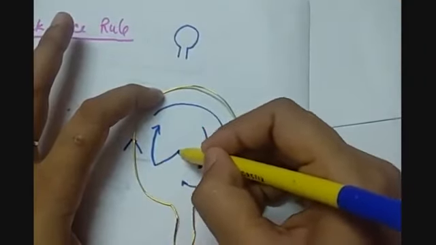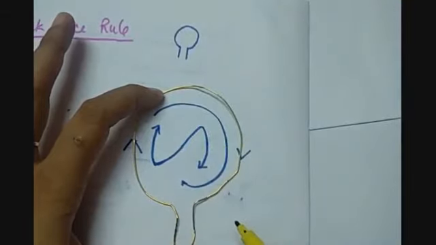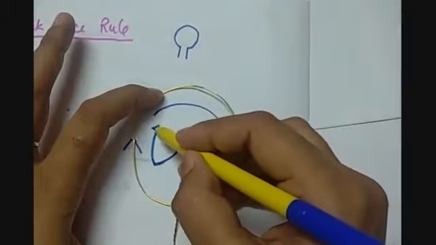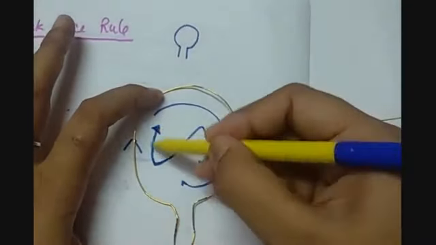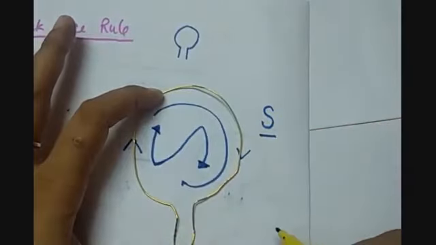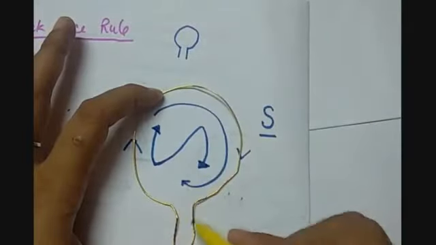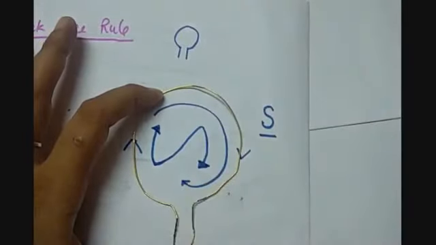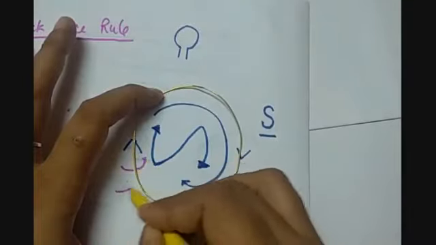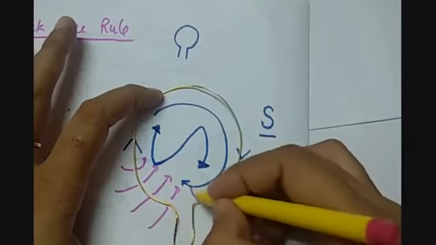And when we join these two directions of the current, these arrows are showing you the direction of the flow of current, then this is forming a letter S. So we have just studied that when the current is flowing in clockwise direction, then the magnetic field lines produced around the circular loop are in this way, that they are going inward the circular loop.